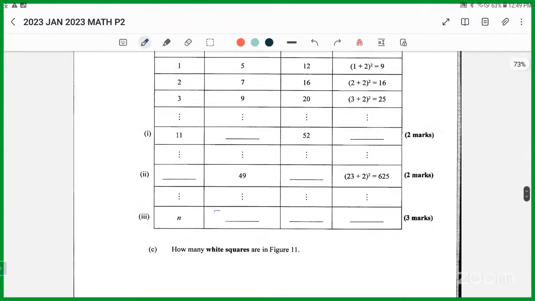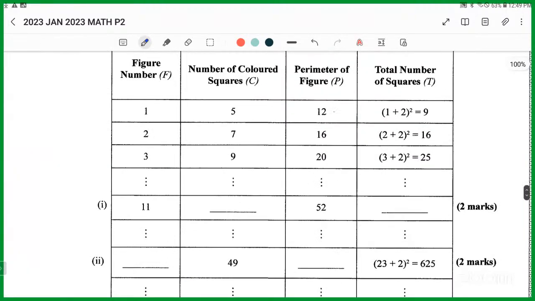It becomes 2n. 2 times 1 is 2. If I add 3, it makes 5 in the first figure. This one is going up by what? By 4. Plus 4.